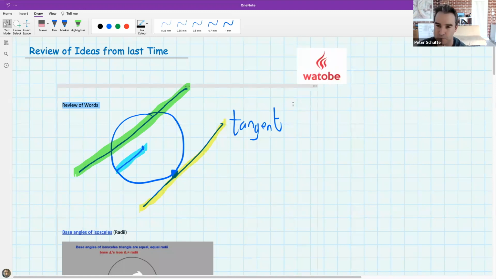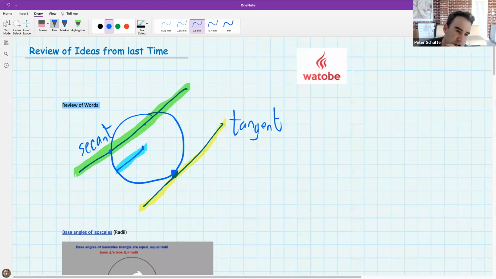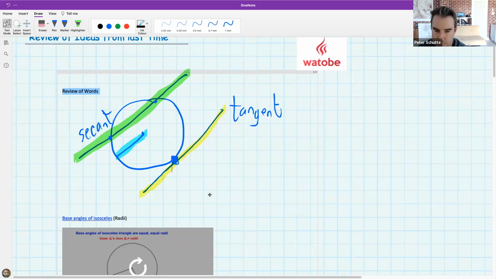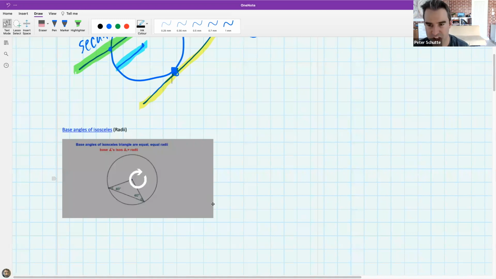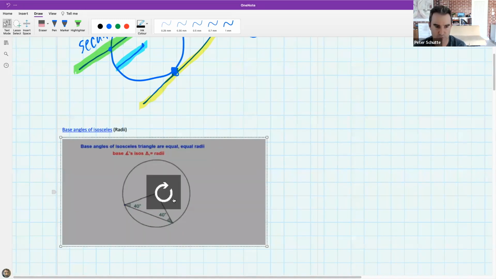I haven't actually mentioned this one yet, but Tandeka, you are on the money. So this is called a secant. This is a secant where it cuts the circle in two places, and when it cuts it in one place, it's called a tangent. It's much more common to worry about tangents than secants, but good to know in your vocabulary. Okay, then let's just do a little revision of the different theorems that we've covered so far.